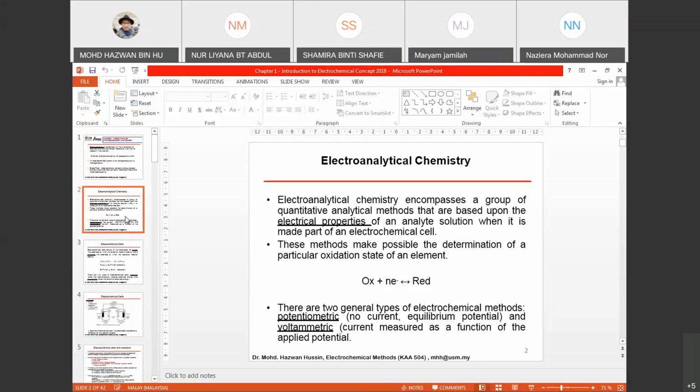Okay. And then there are two general types of electrochemical methods. One is known as potentiometric, where potentiometric means that there's no current, but there will be an equilibrium potential, or constant potential. And you also have voltammetric methods, where current is measured as a function of applied potential. For voltammetric methods, you will learn about cyclic voltammetry, scanning or sweep methods, differential pulse, and so on.